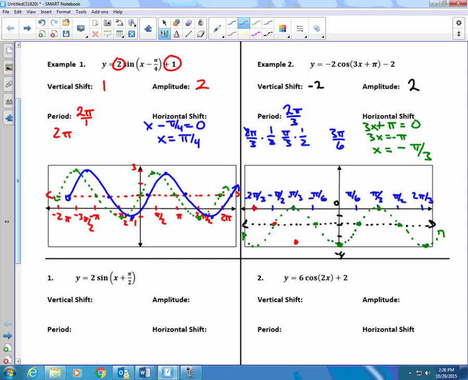Top, middle, bottom. Then middle, top, middle, bottom, middle, top. So once you figure out a couple of them, you can just continue on in the pattern of the behavior of cosine. And that's the graph. So we've shifted these all around. I think it's pretty impressive we can do it.